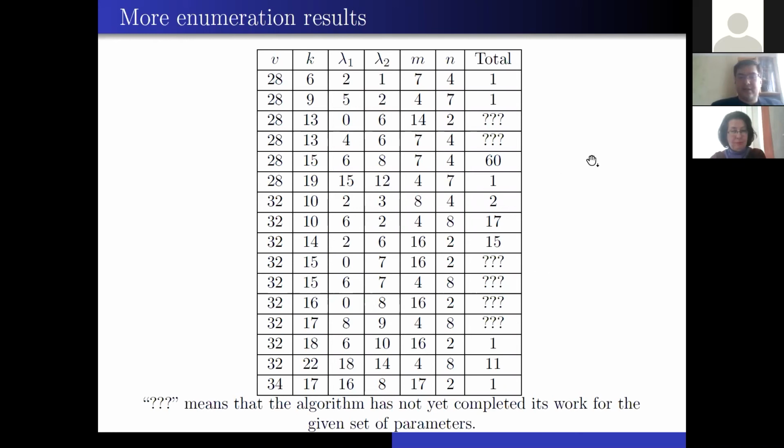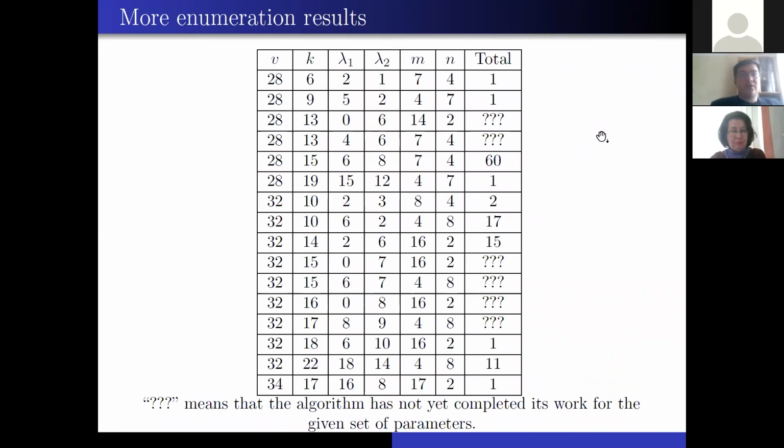So yeah, and actually for the parameter set 28, 15, 6, 8, 7, 4, there are 60 isomorphic divisible design graphs, 17, 4, 52, 10, 6, 2, 4, 8, and so on. So some parameters give us one case, some parameters give us a lot more.